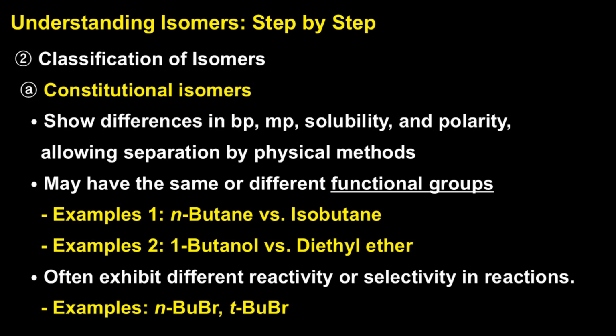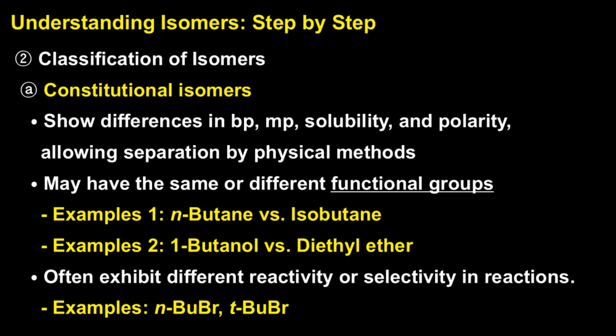A classic example is n-butane and isobutane. Both of them have the same molecular formula, C4H10, but their structures are different. N-butane has a straight chain structure, while isobutane has a branched structure. This difference affects their boiling points and stability. Another great example is 1-butanol and diethyl ether. They both share the same molecular formula, but their functional groups are different. 1-butanol has a hydroxyl group, making it an alcohol, while diethyl ether has an oxygen bridge, making it an ether. Because of this, their boiling points, solubility, and reactivity differ.